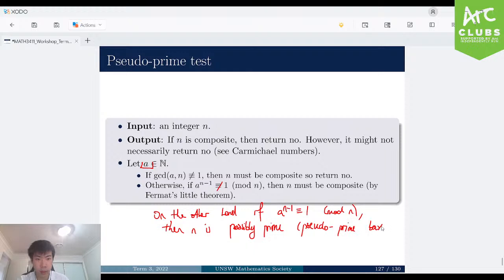The reason why it's not fully prime yet is because we've only really tested this out for base a, right? If you change the base, then it might not hold anymore, right? So it's only a pseudo prime base a. In order for it to be completely prime, it will have to be pseudo prime base every number in the natural numbers, which we can never fully check. Okay.